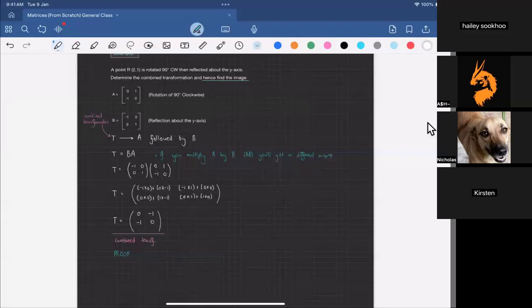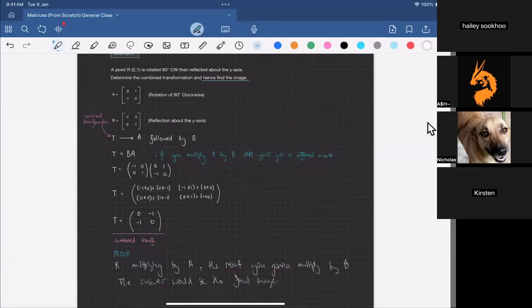So you're taking point R, you're multiplying it by A. The result, you're going to multiply by B. And the answer would be the final image.